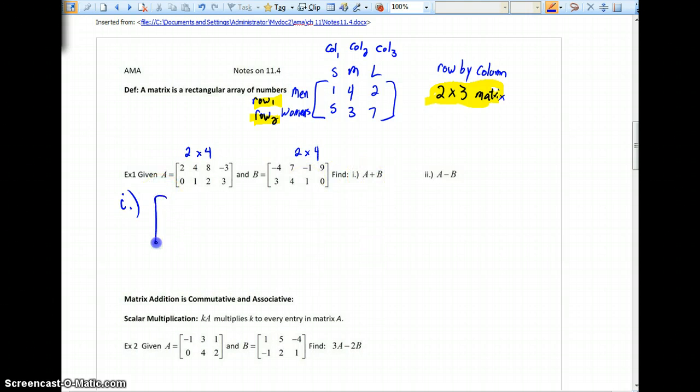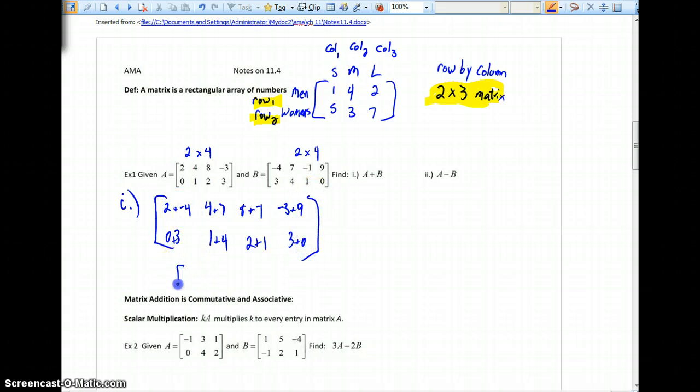When we add matrix A plus B, add the corresponding entries. Top left, you'd say 2 plus negative 4. Then we'd have 4 plus 7. 8 would be added to negative 1. Likewise, negative 3 would be added to 9. Down below, 0 plus 3 for our bottom left corner. Then we'd have a 1 matching up with a 4, 1 plus 4. 2 would be added with the 1, and 3 would be added to the 0.